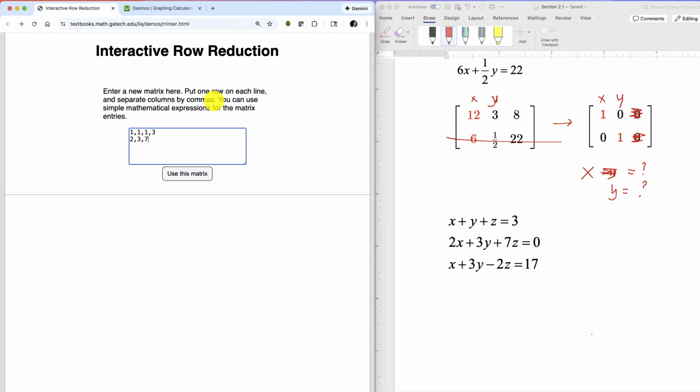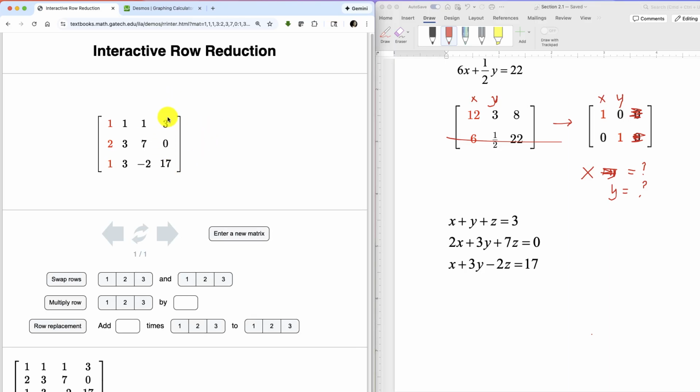2, 3, 7, 0. 1, 3, negative 2, 17. And create that matrix. The last column are the answers, and then we have x's, y's, and z's. It's the same problem. We need to get diagonal ones.